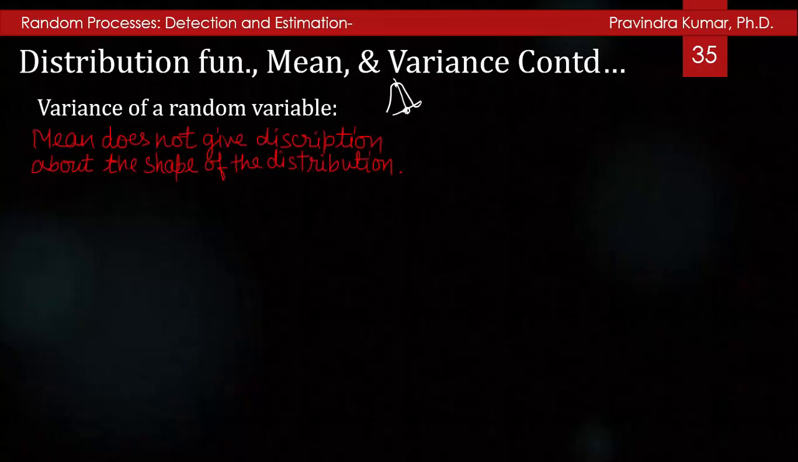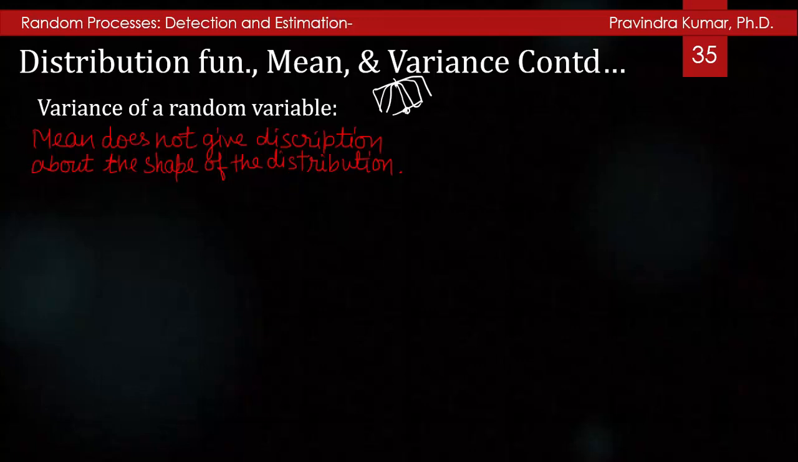However, the mean does not give the description about the shape of the distribution. For this, we need to characterize the variability in the distribution, because you cannot find out what the shape is, like this or like this. So what will be the shape? Variance will give you this type of shape description.